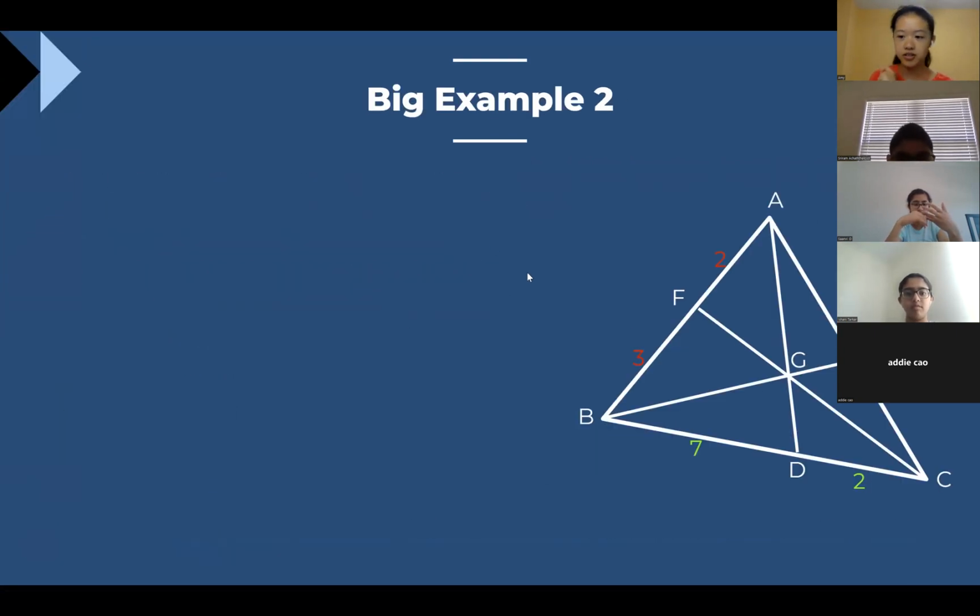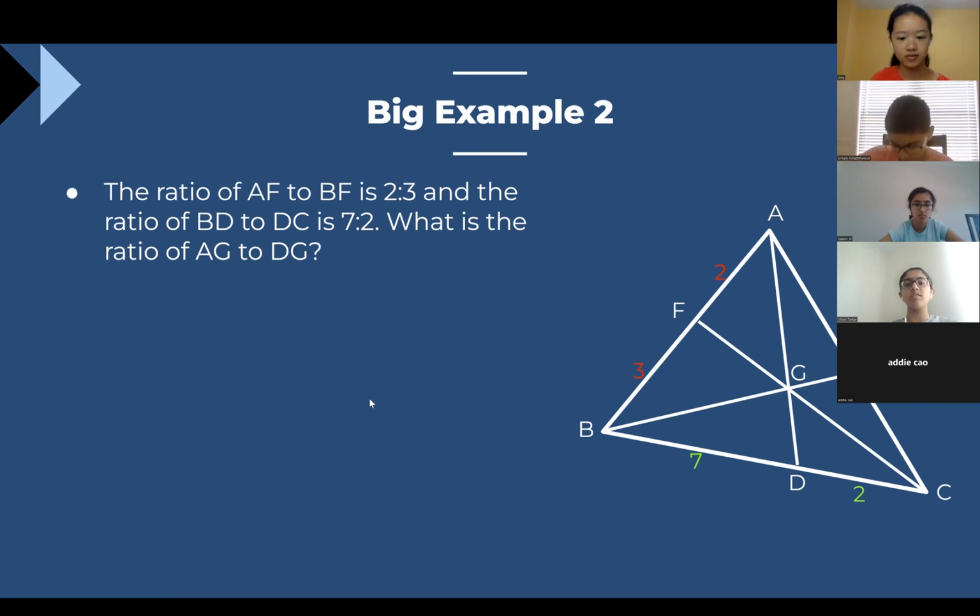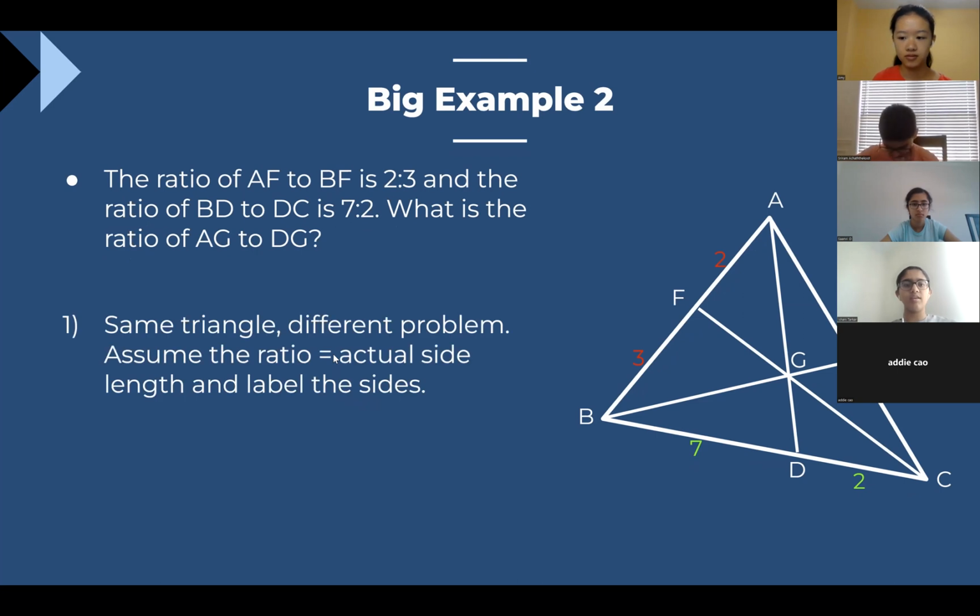Okay, do you want to do this one, Shani? Yeah, okay. So example 2: the ratio of AF to BF is 2 to 3, and the ratio of BD to DC is 7 to 2. What is the ratio of AG to DG? So we have the same triangle and a different problem.